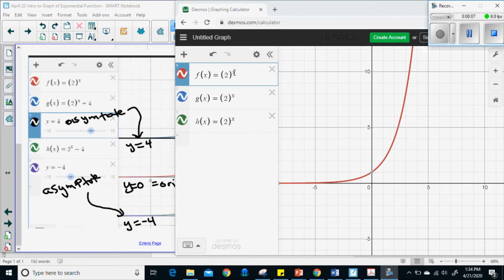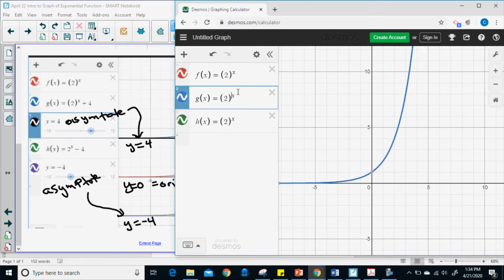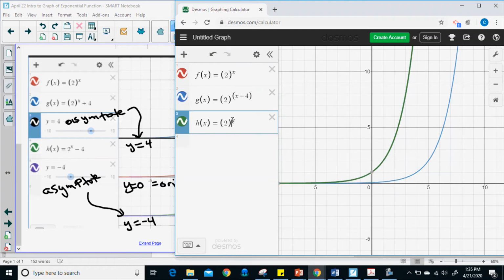So again, I have my base function 2 to the x. To type it into Desmos, we have to do it in brackets up in the exponent. So let's put -4 up there. And notice how my graph has now shifted to the right. And if I put +4 up in my exponent, notice how it has shifted to the left. So same idea as what we did with the quadratics. We have the horizontal translation in with the x. A plus takes it to the left, and a minus takes it to the right.